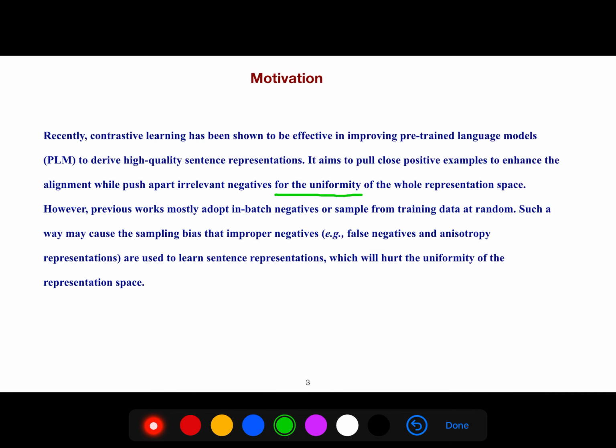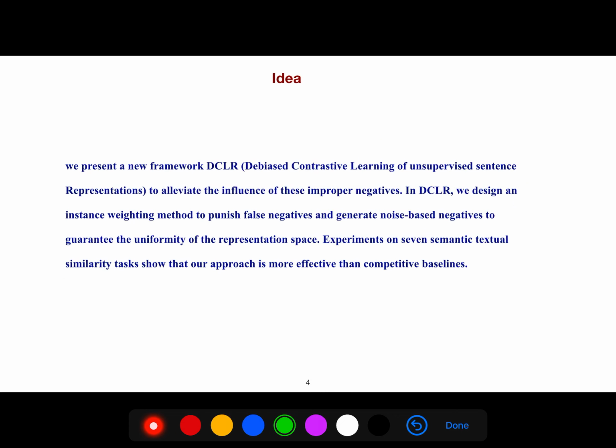Such a way may cause sampling bias, where improper negatives are used to learn sentence representations, which will hurt the uniformity of the representation space. We present a new framework, debiased contrastive learning, to alleviate the influence of these improper negatives. They designed an instance weighting method to punish false negatives and generate noise-based negatives to guarantee uniformity of the representation. So we have two measures.